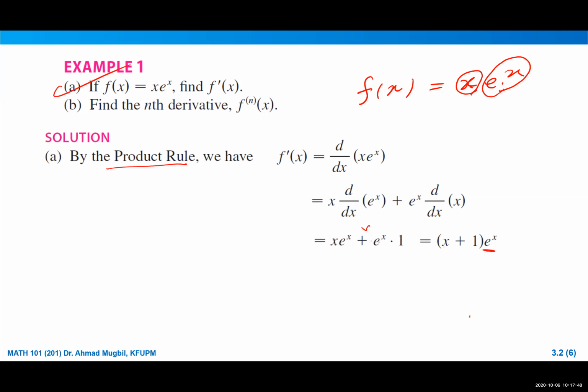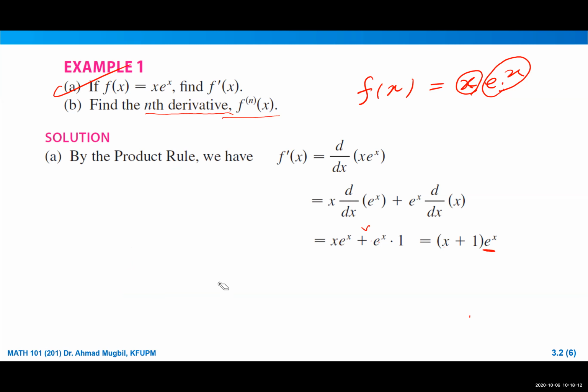Part A is done. In part B, he wants you to find the nth derivative. Wow. Where n here is of course a positive integer. So you need to know what the second derivative is, what the third is, what the fourth is, and what the nth is, such that you can find it at 1,000, at 100,000, whatever. So now what do you need to do to go to the higher derivatives?